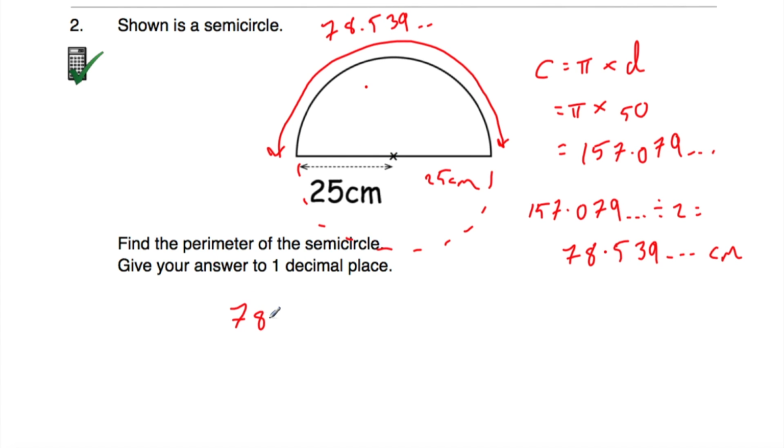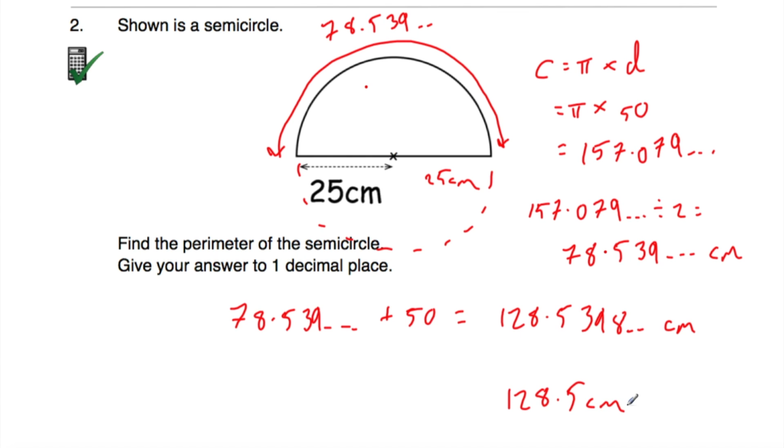So 78.539 and so on, plus, you could write plus 25 and 25, or you could just write plus 50, and that's equal to 128.5398 and so on centimeters. In this question, we've been asked to give our answer to 1 decimal place, so it'll be 128.5 centimeters, and that's it.